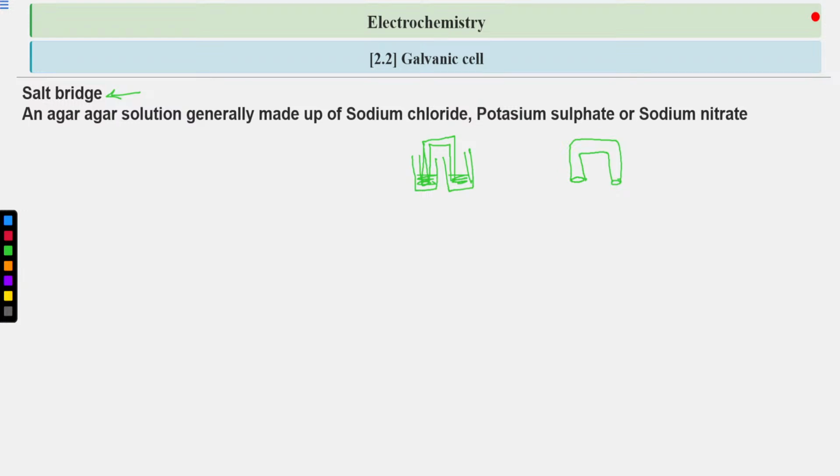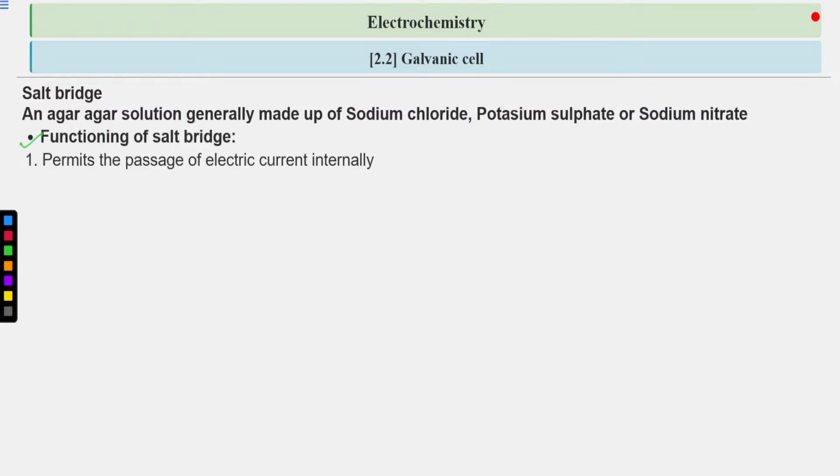If you talk about the salt bridge, an agar-agar solution is present inside it, generally made up of sodium chloride, potassium sulfate or sodium nitrate. Inside the salt bridge, we can have these three types of solutions. Basically, the salt bridge is for maintaining the neutrality of the ions between the two solutions.